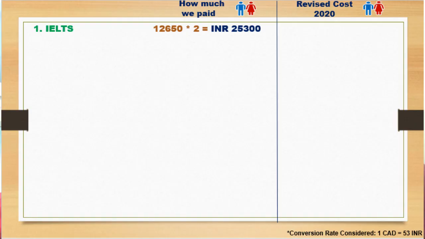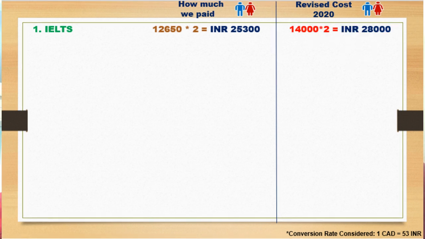So guys, first step is IELTS cost. We booked our IELTS slot in around July 2018 and at that time the cost of the IELTS exam was 12,650 per person. So for us the total cost came out to be 25,300. But currently the cost has gone up. As of now the IELTS cost is 14,000 per person.